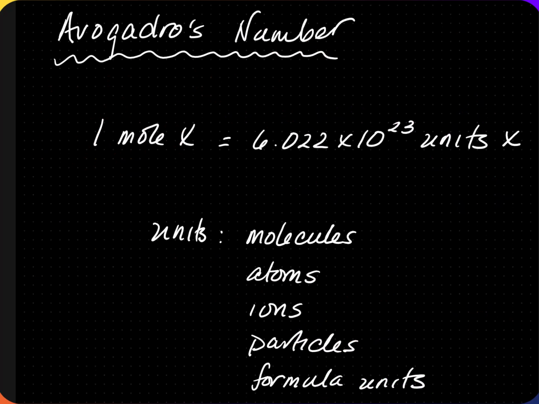The second conversion factor is called Avogadro's number. Avogadro's number states that if you have 1 mole of X, any element or compound, it is equal to 6.022 times 10 to the 23rd units of that element or compound. The units could be any of these. It could be molecules, atoms, ions, particles, formula units. You need to memorize this conversion factor.